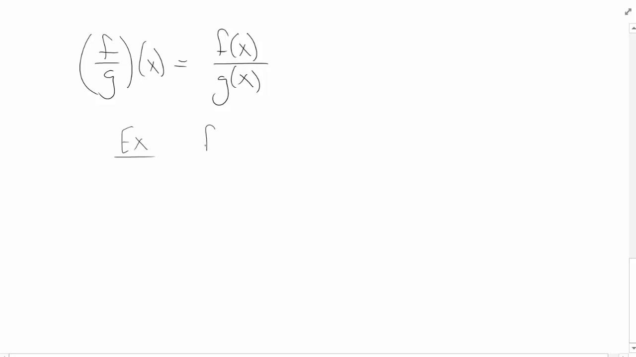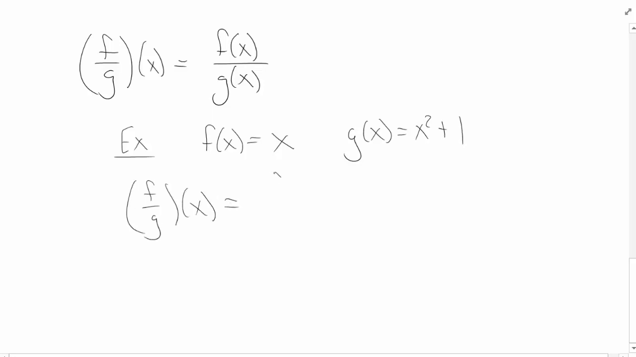So, for example, let's say f of x is just x, and g of x is equal to x squared plus 1. That would mean f divided by g of x, by definition, is going to be take f of x, that's x, divided by g of x, which is x squared plus 1.